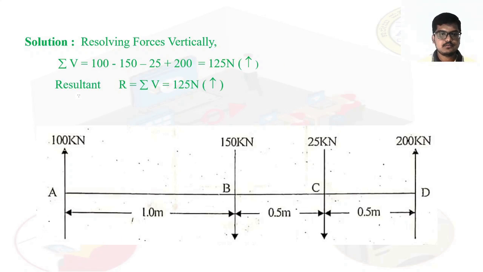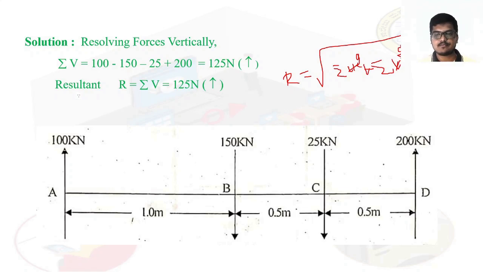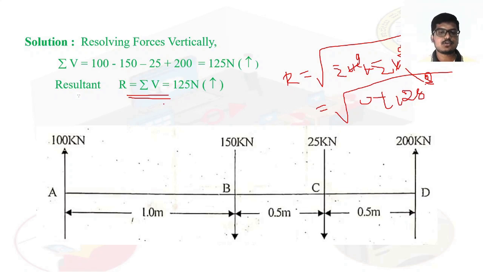Next, how do we find the resultant R? R is equal to the square root of sigma H squared plus sigma V squared. The same formula we have to follow. Sigma H squared is 0, plus 125 whole squared. The square and square root cancel, so R is equal to 125 Newton only. So we got the resultant value.